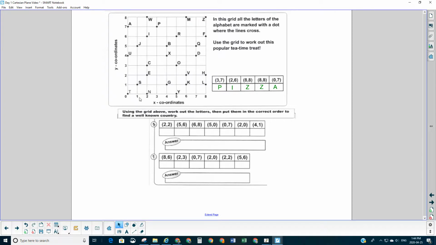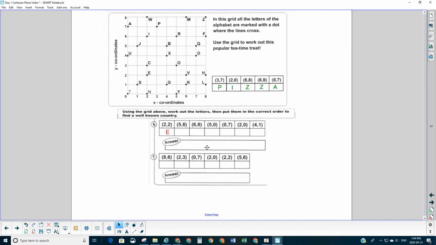So I'll get you started. 2, 2, 2, 2. It looks like E, so that's the letter E. You find the other ones and then figure out what it is. And when you think you've done both of these and figured out the country, push pause or unpause it again and come back and see the answer.